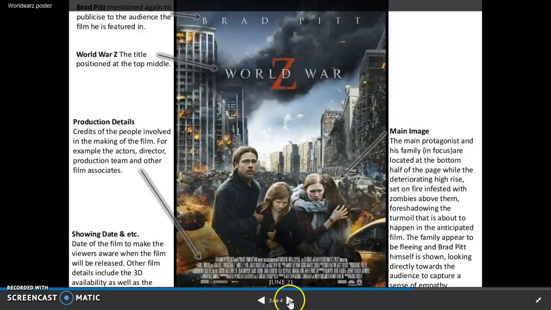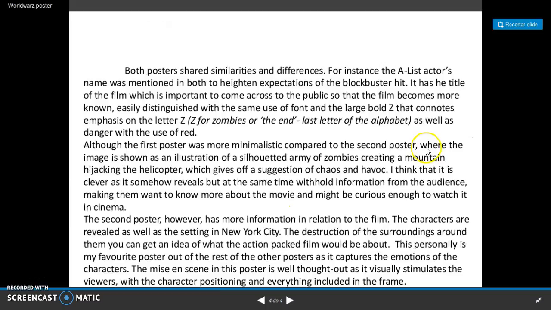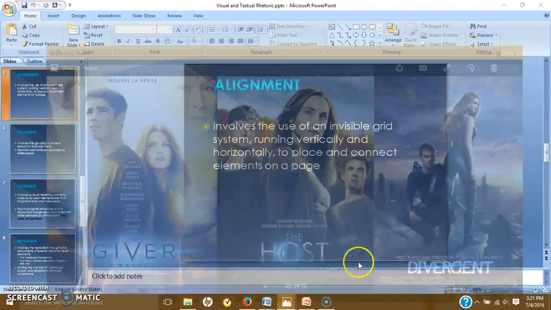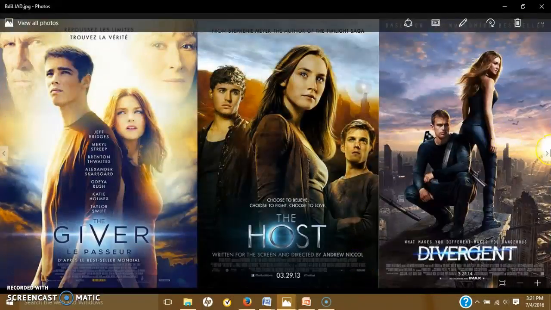Okay, so conventions. This is just a little bit more between the two posters. We're not going to read through this. We're actually going to go straight to conventions, which here are 3 different movie posters that are in the same genre. So these are all part of dystopian. World War Z is more post-apocalyptic and apocalyptic, but they all belong kind of to the same family. Okay, they're all cousins, essentially. So we have the giver, the host, divergent.